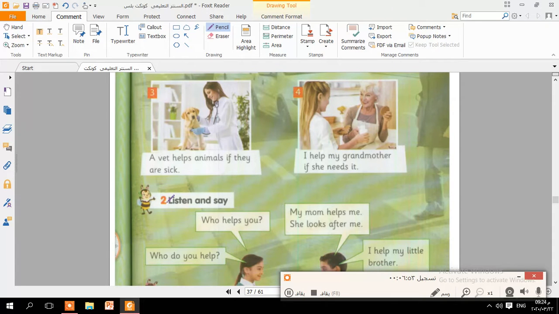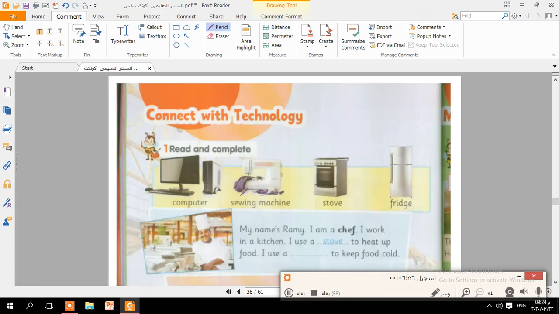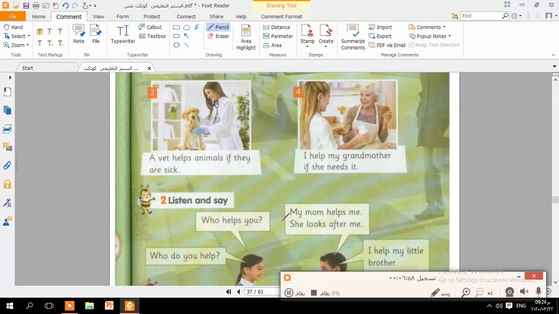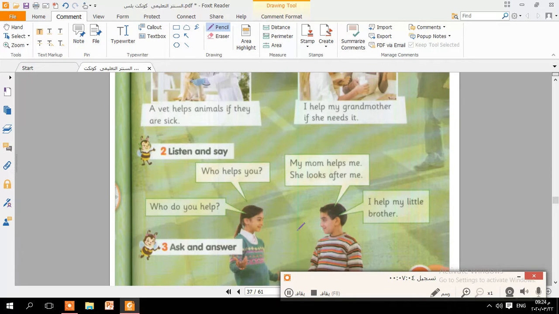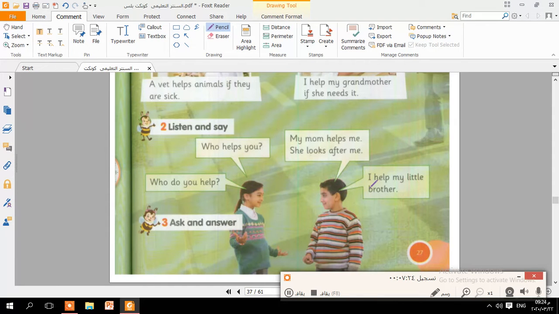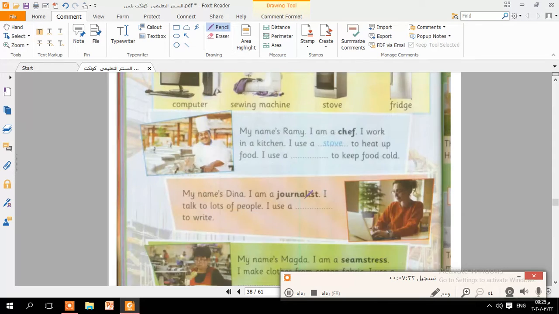Okay, activity number 2. Listen and say. Who helps you? My mom helps me. She looks after me. This is a conversation between a girl and a boy. She asks the boy, who helps you? He answers, my mom helps me. She looks after me. Who do you help? I help my little brother. I want you to make a conversation between your sisters and brothers at home.